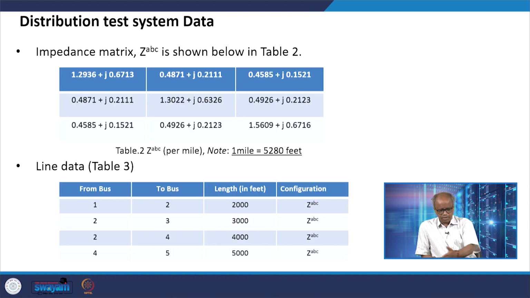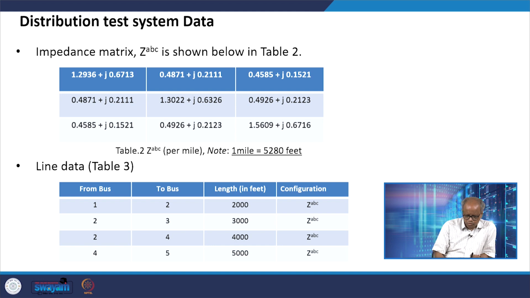And this is the impedance matrix of this line. As you can see, this matrix is a symmetric matrix. And why this should be a symmetric matrix, we have already discussed in this lecture when we talked about the derivation of the line impedance matrix ZABC. And these matrix values are per unit length. This is basically per mile, and 1 mile is equal to 5280 feet.